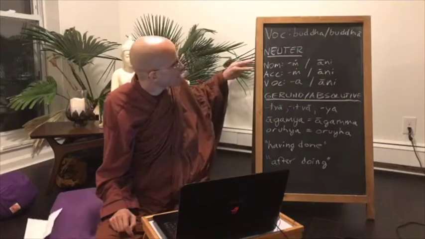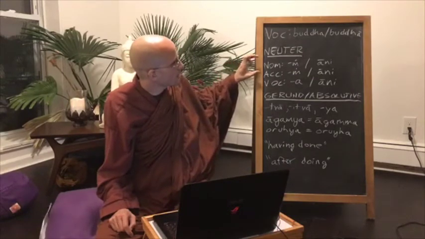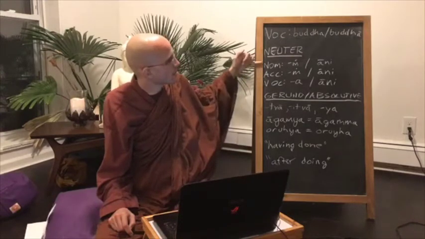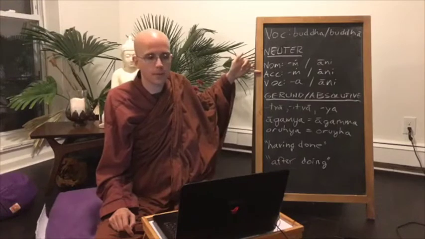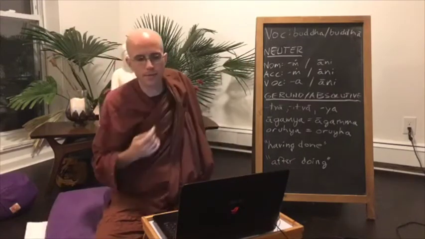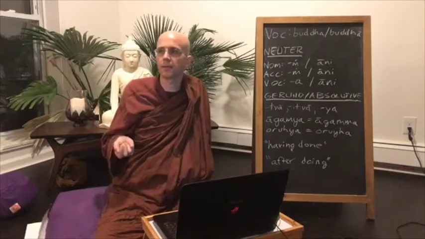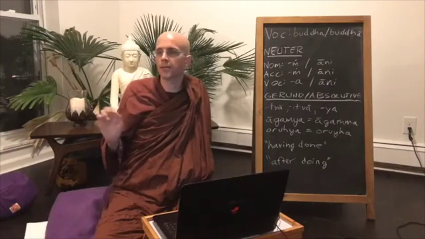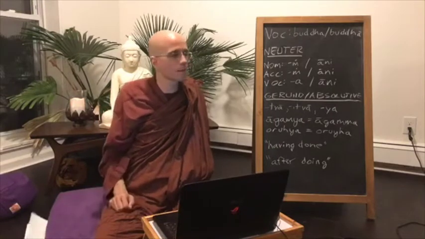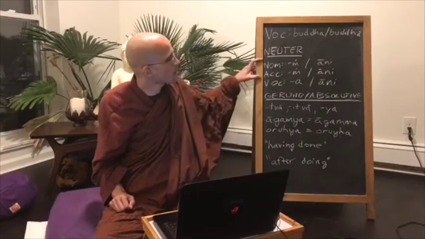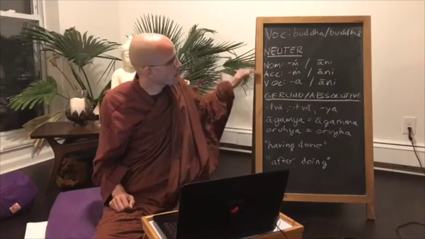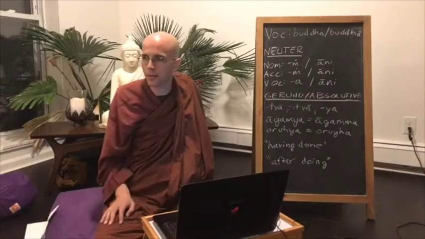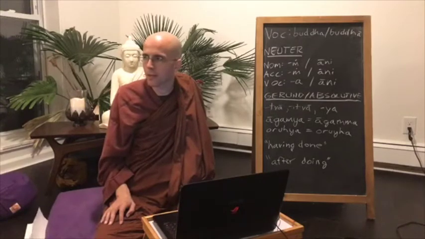So the main thing to notice is that the nominative neuter form is the same as the accusative neuter form. For example, dana, which means giving or a gift. The nominative is dana, the accusative is dana. So you'll see it both ways. You'll see it in both cases. Otherwise, it's declined basically the same as masculine nouns in A, the same as we've been looking at so far. Any questions on that?